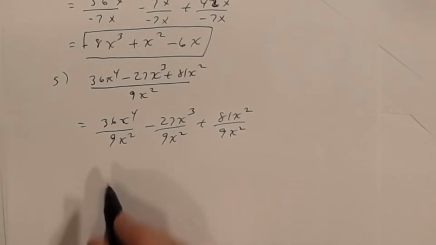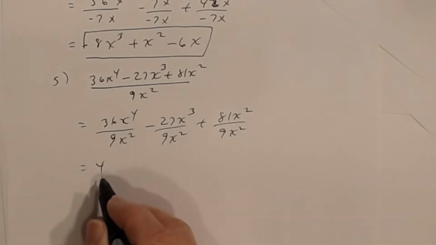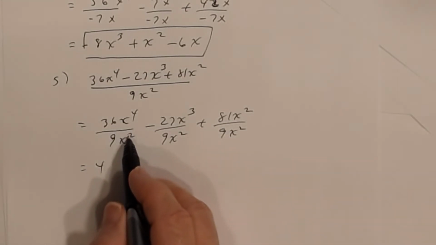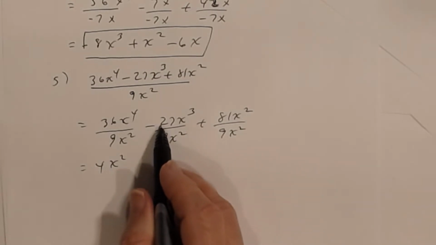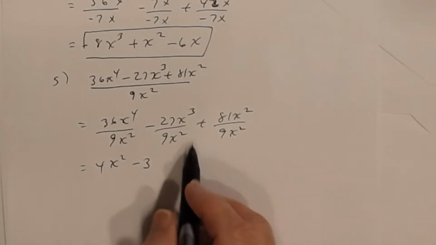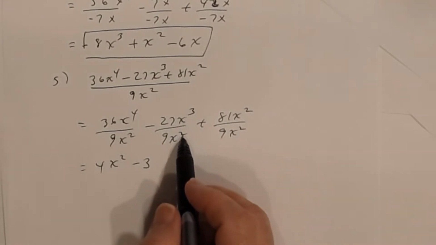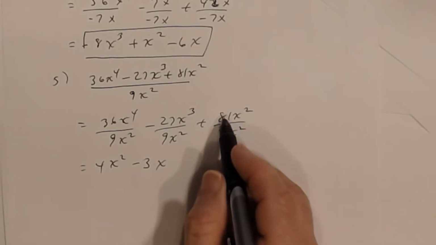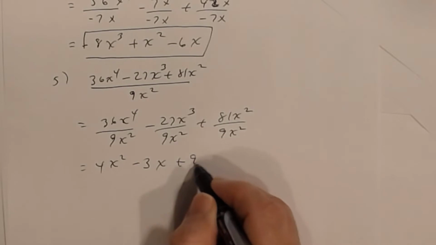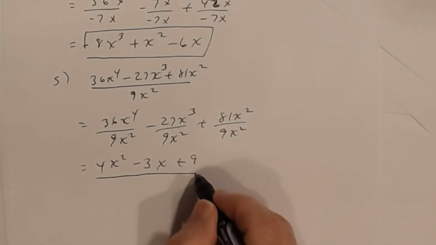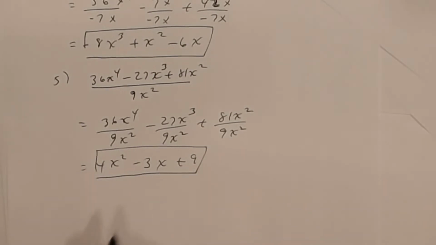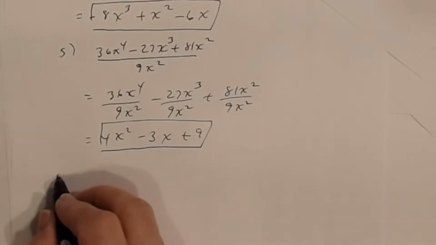Okay? And so all you're doing now is just simplifying each of those rational expressions. 36 divided by 9, that's easy, that's 4. X to the 4th divided by x squared is x squared. Negative 27 divided by 9 is a negative 3. X cubed divided by x squared is just x. 81 divided by 9 is 9. X squared divided by x squared is 1, so that's just 9. So there's your answer. Very straightforward. No issue at all so far.